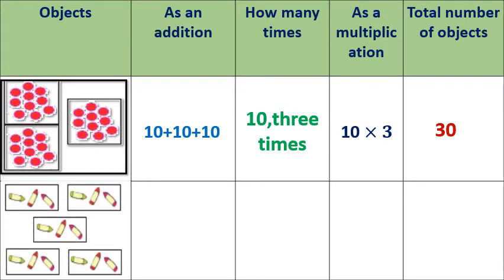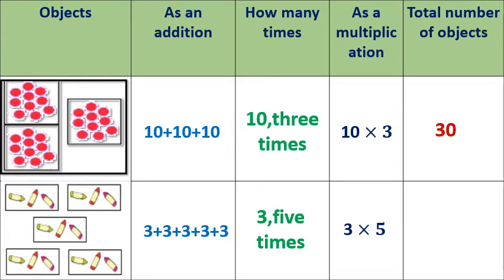Now dear students, here you can see the crayons. Each box has 3 crayons and there are 5 boxes. Okay, now in addition form we will write 3 plus 3 plus 3 plus 3 plus 3, means we have written 3 5 times. So in the multiplication form, 3 multiplied by 5, isn't it? So 3 5s are 15, correct? So there are altogether 15 crayons in 5 boxes.